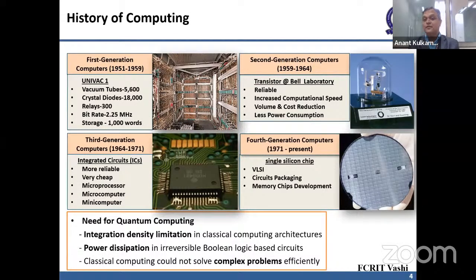The reason is that the transistor itself dissipates energy through switching. That is not the quantum way. That is a classical way of switching from 0 to 1 or 1 to 0. Other than that, there is one more problem. What is that problem? Classical computing cannot solve complex problems efficiently.